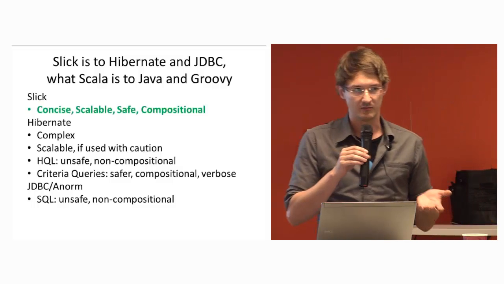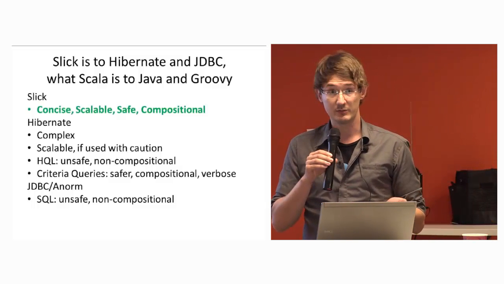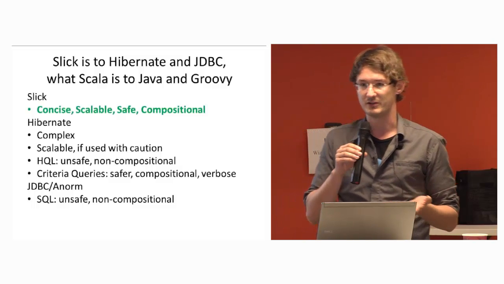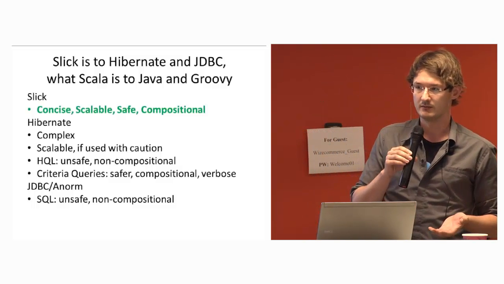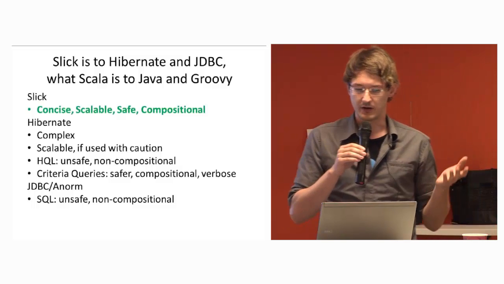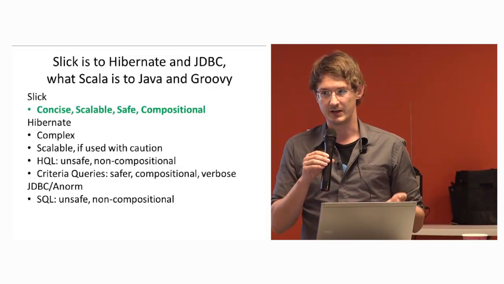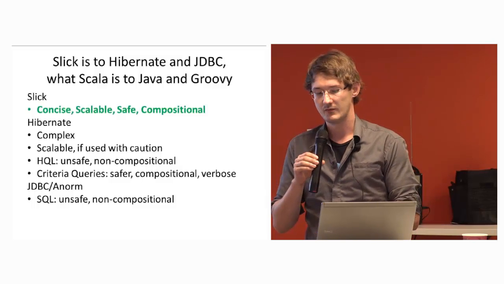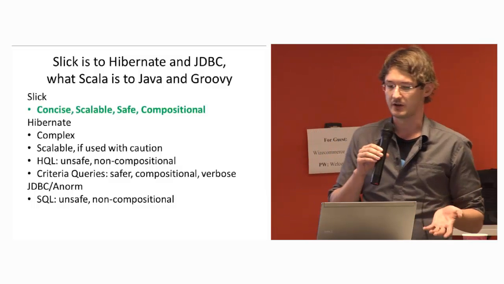Hibernate, on the other hand, is complex. You can build scalable applications with Hibernate, but you have to do it with caution, and it's also easy to build an application that does not scale very well. When you use Hibernate, you have to choose between either HQL as a query language to write your database queries, or Hibernate criteria queries, which is an API.